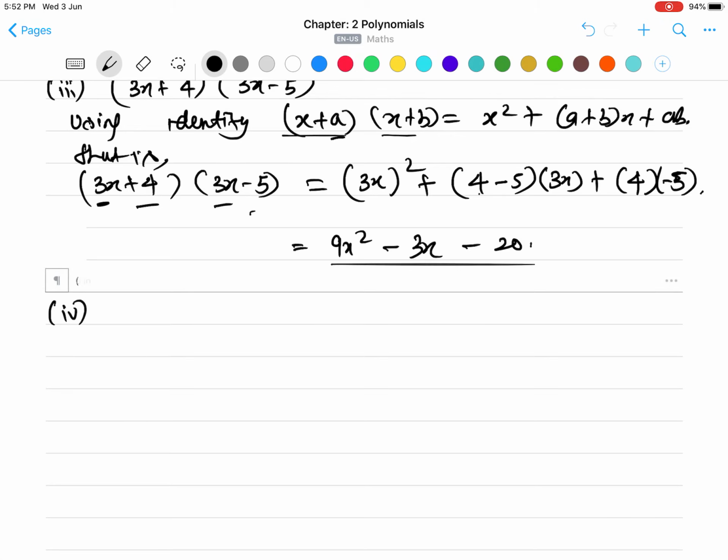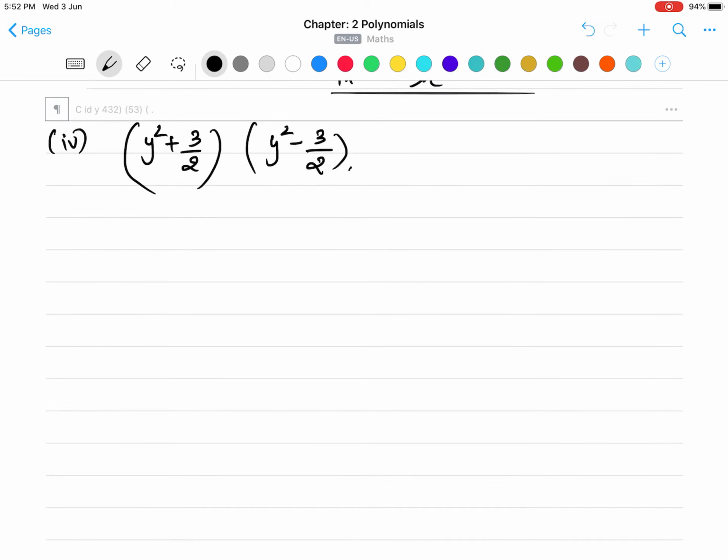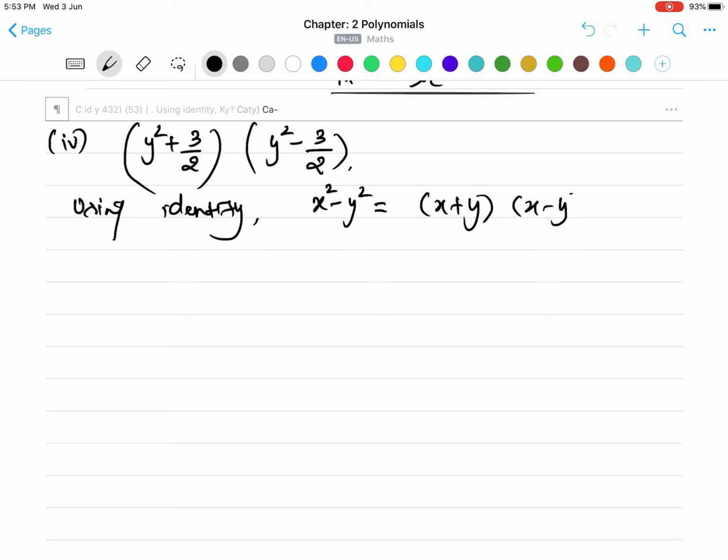So now we come to the next part, which is part number 4. We have (y² + 3/2) multiplied to (y² - 3/2). Now can you identify which identity we can use here? We can use the identity. So write using identity. We can use identity number 3 here, which is x² - y² = (x + y)(x - y).